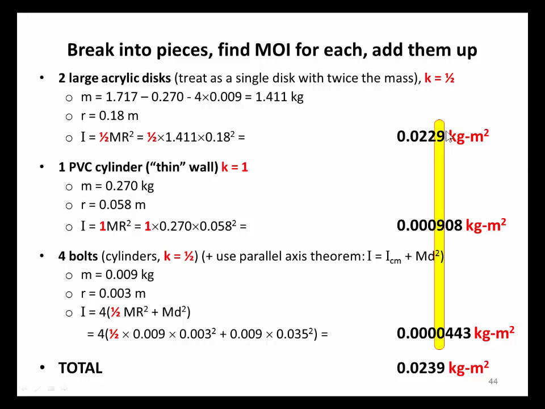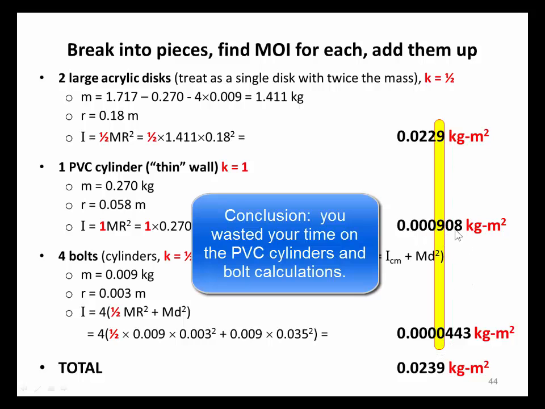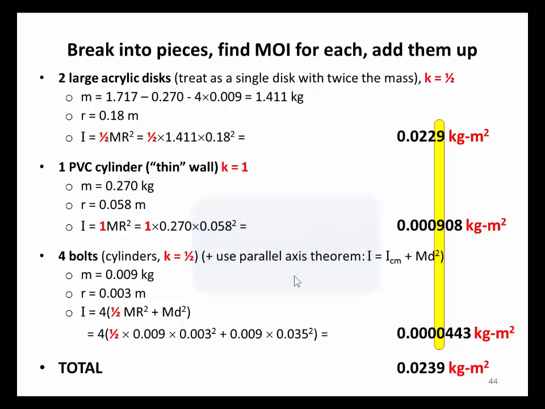And just to show you once again, could we have ignored the PVC cylinder and the bolts? The bolts, certainly. They're way too small. They didn't really affect our moment of inertia at all, out to 3 significant digits at least. And the PVC cylinder had a small effect overall, down in the 1 or 2% level. So we probably could have ignored that and gone with our large acrylic disc. Of course, you don't know these things until you've calculated them and get some experience doing this.